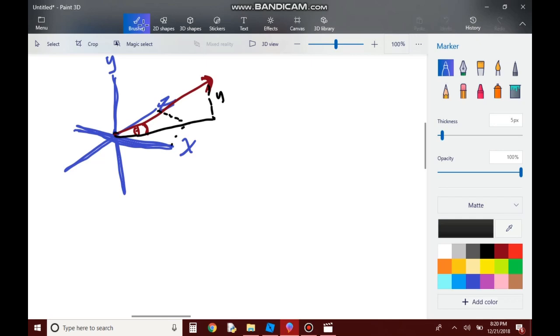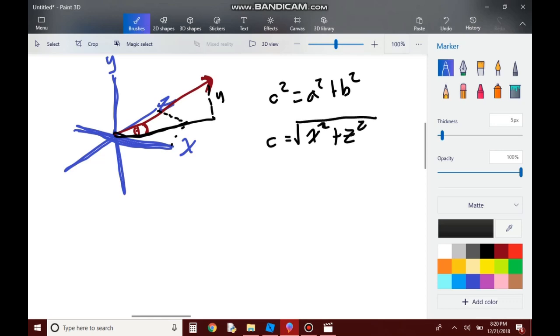So to get this component right here, we can use the Pythagorean theorem. So we could use c squared equals a squared plus b squared. And we're solving for c since it's the hypotenuse right here. This is x and z. So it'll come up to be c equals the square root of the x-axis squared plus the z-axis squared, and the square root of all that.